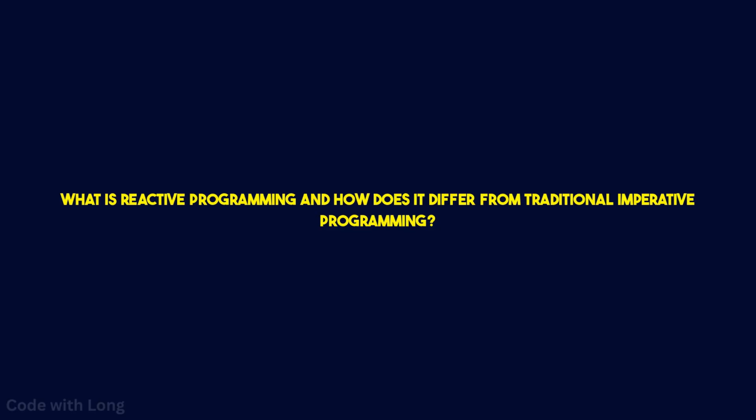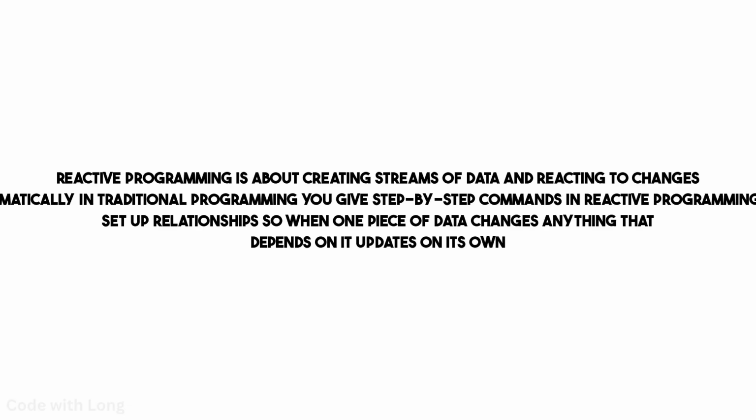What is reactive programming and how does it differ from traditional imperative programming? Reactive programming is about creating streams of data and reacting to changes automatically. In traditional programming, you give step-by-step commands. In reactive programming, you set up relationships, so when one piece of data changes, anything that depends on it updates on its own.